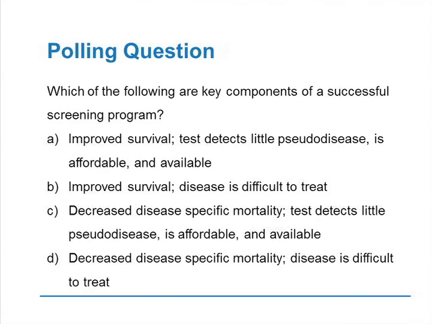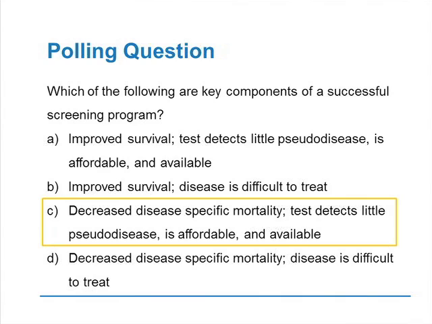A, the program improves survival. The test detects little pseudodisease, is affordable and available. B, improve survival for a disease that's difficult to treat. C, decreased disease-specific mortality is the outcome. The test detects little pseudodisease, is affordable and available. And D, decreased disease-specific mortality in a disease that is very difficult to treat.